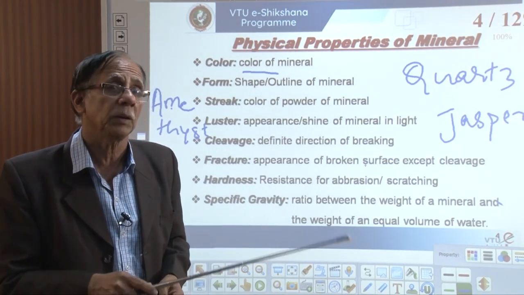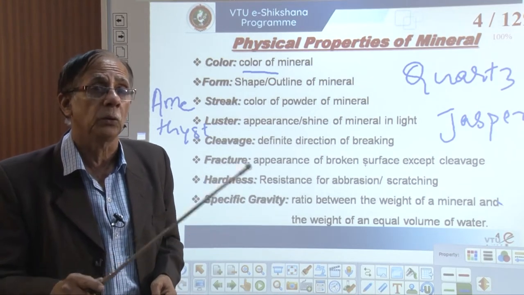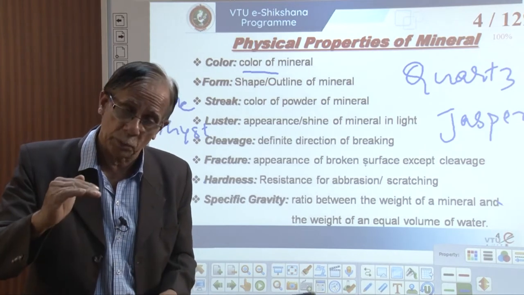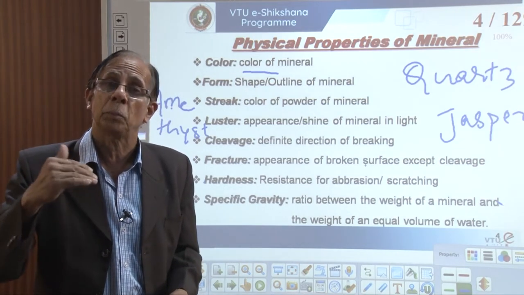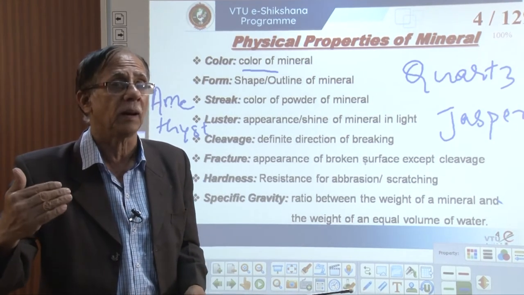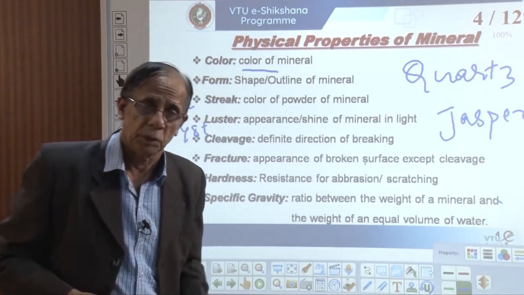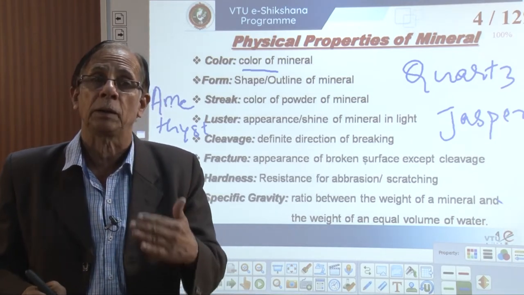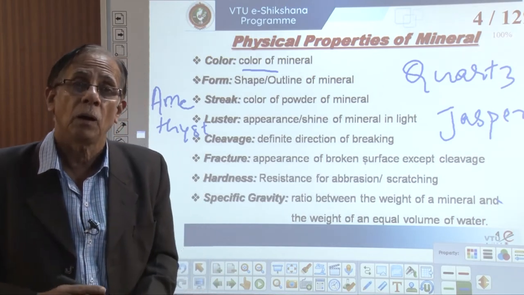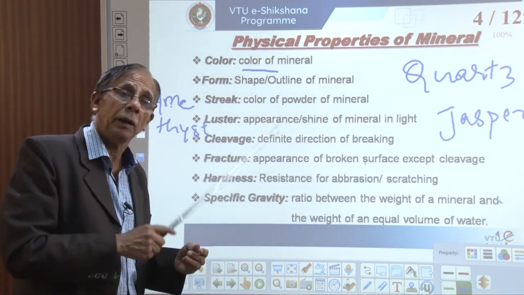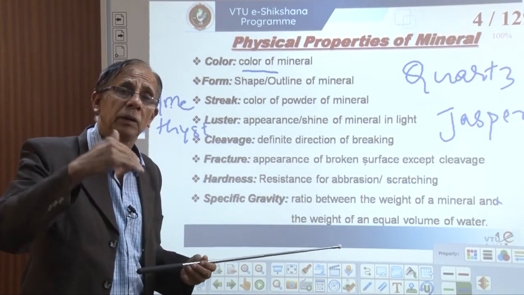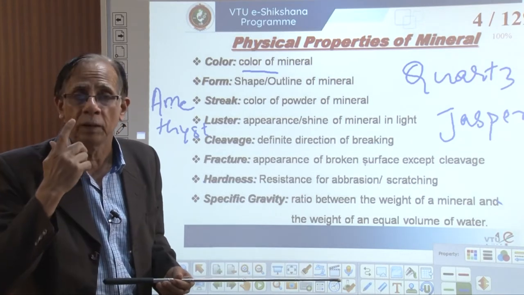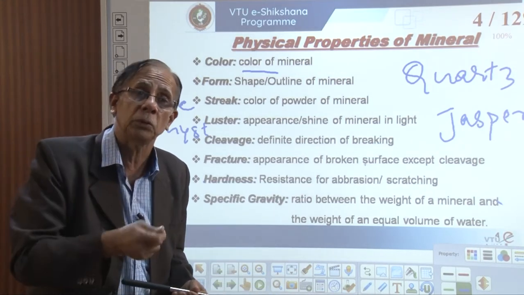In the first example, I have quoted lignite, coal, graphite, diamond, etc. Although the chemical composition is the same, carbon, their atomic packing is different, therefore their hardness differs. It means the hardness of a mineral depends totally on the atomic packing, and atomic packing is an important governing factor, not only to decide what type of mineral it is but also to help us engineer them.